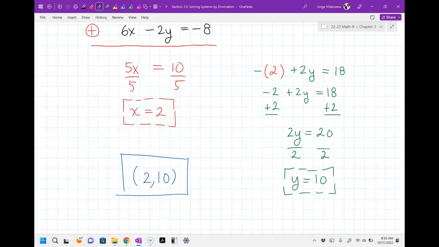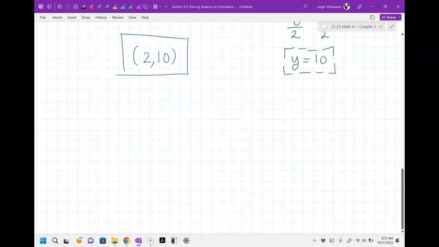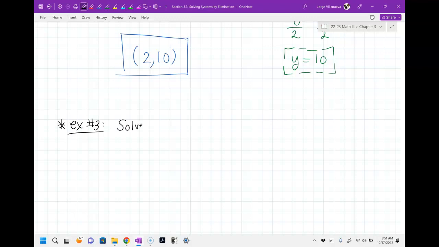And let's just make sure that's a false alarm. I want to do 2 more with you guys, okay? And these are the ones that if you try adding, it doesn't work, so then you subtract, okay? So let me do example number 3. I was waiting for them to announce the false alarm, but solve by elimination.